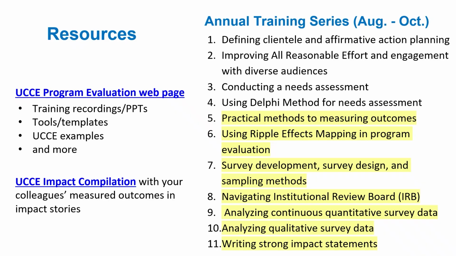Just to start off, some of our speakers have brought up our annual training series. It happens every fall, and as you can see, we are covering almost every component in an extension program development and evaluation cycle. It starts with defining clientele, then conducting needs assessment, then methods for measuring outcomes, then a method you can use for measuring outcomes, ripple effect mapping, then surveys are one of the most commonly used methods, right?